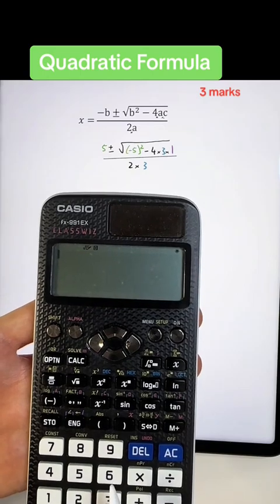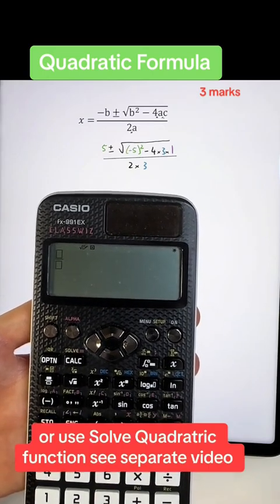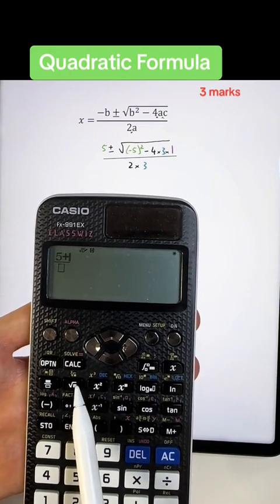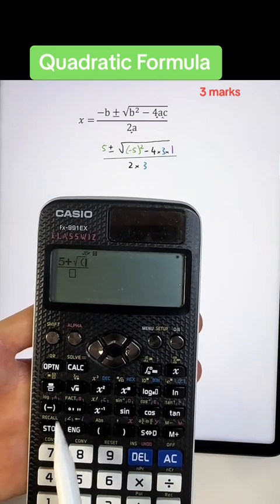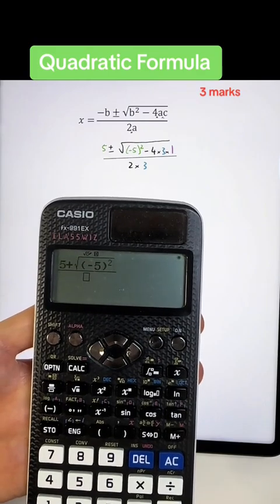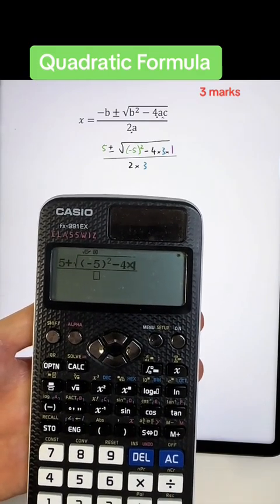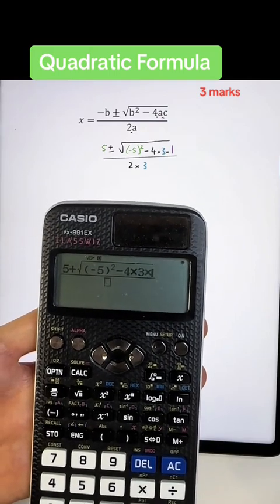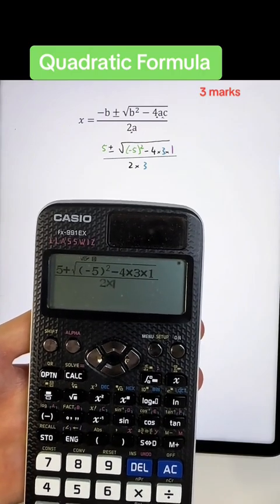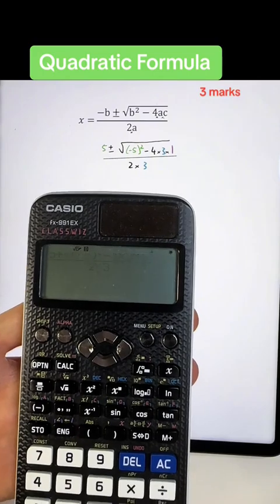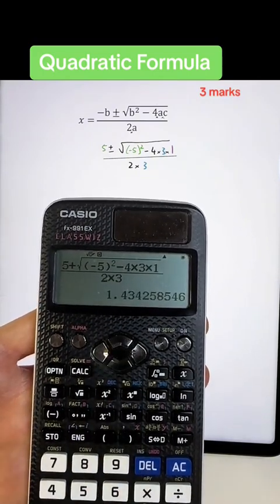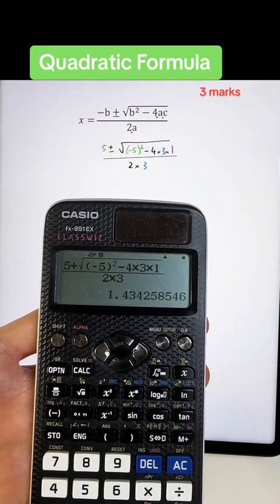Now, substituting into my calculator, the first key I press is my fraction key. I type 5. I take the positive root first, so plus. Then I press my square root key. Then I want in brackets negative 5, with the squared outside. Then I want minus 4 multiplied by 3 multiplied by 1. Then I come down using my arrow key. On the bottom, I want 2 multiplied by 3. I then press equals, and then I press SD. Hence, x equals 1.434, correct to 3 decimal places.